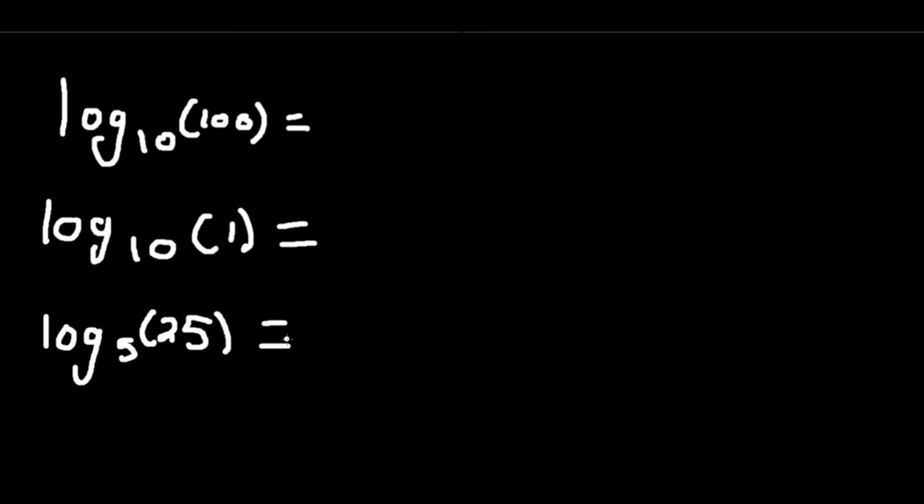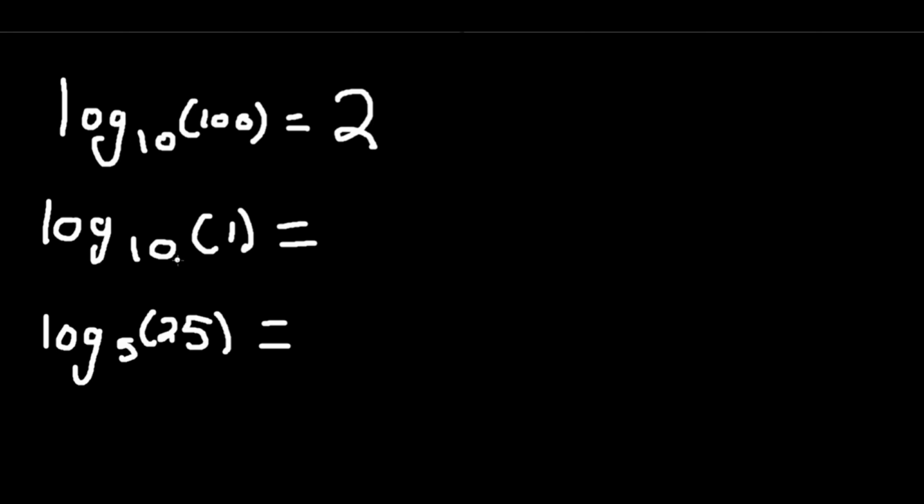Alright, so let's begin with some easy, simple logarithm problems. Our first one is log base 10 with 100 as the argument. So we're looking for what exponent on our base makes it 100. Well, we know 10 to the second power is equal to 100. So the answer is 2.